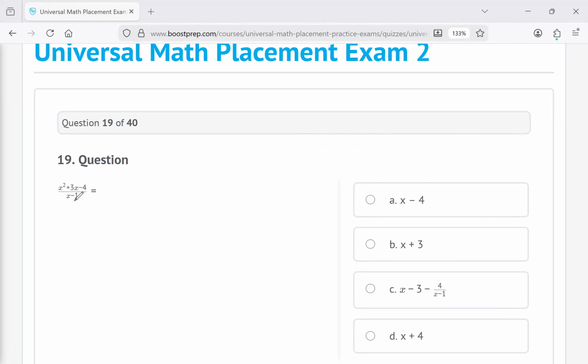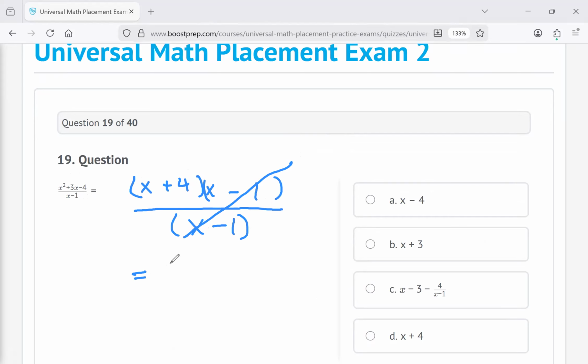Okay, question 19. You gotta FOIL this. They want you to simplify this, so I'm gonna factor this out. So on the top, x squared plus 3x minus 4 factors out as (x, x), and then what two numbers multiply to -4 and add to give you 3. Definitely 4 and 1. And then I'm gonna use +4 and -1. And then on the bottom, you're left with x minus 1. So you want to factor this out so something cancels, so x minus 1 cancels. So now you're left with x plus 4. D.